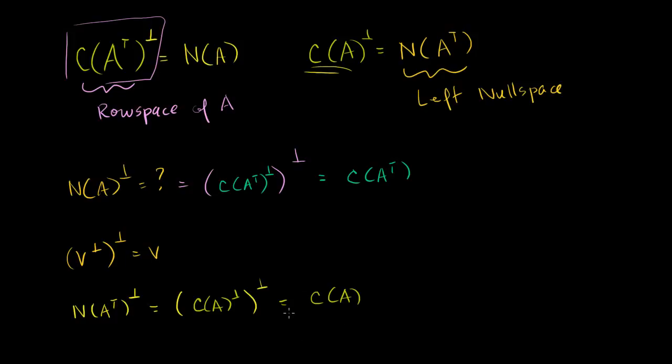So we now see some nice symmetry. The null space is the orthogonal complement of the row space, and then we see that the row space is the orthogonal complement of the null space. Similarly, the left null space is the orthogonal complement of the column space, and the column space is the orthogonal complement of the left null space. So we have some nice symmetry that we're able to essentially prove given what we saw in the last video.